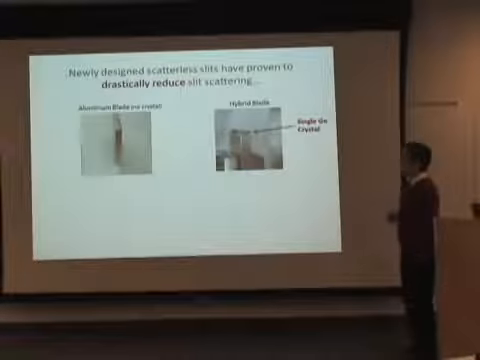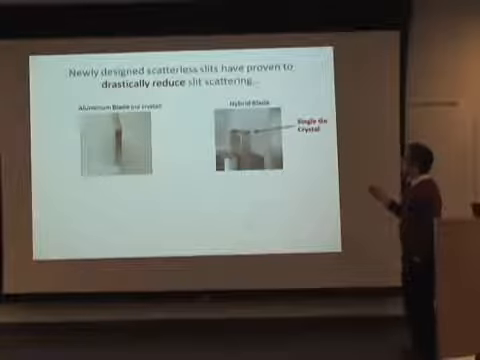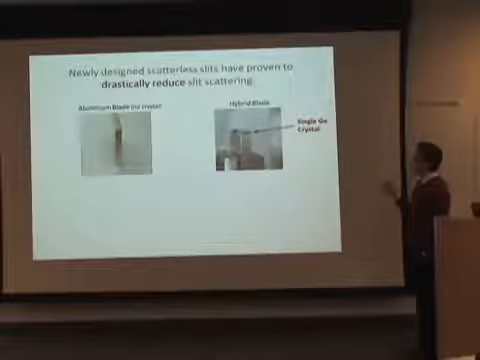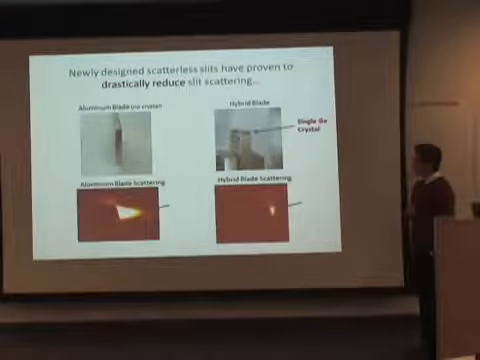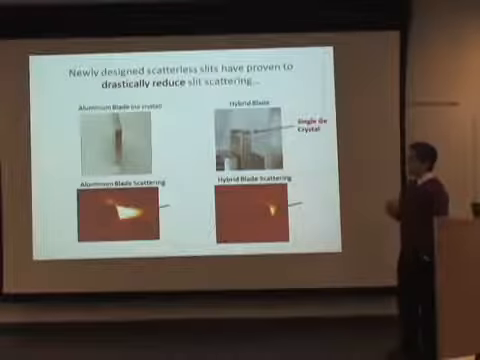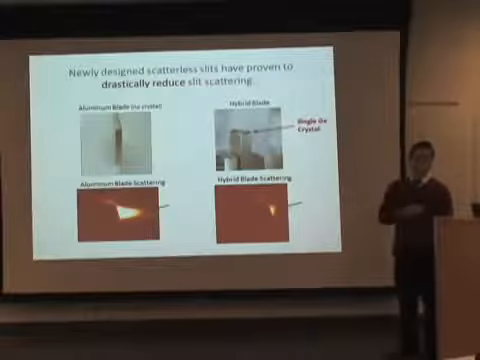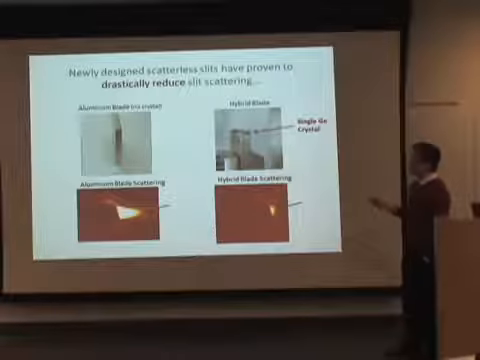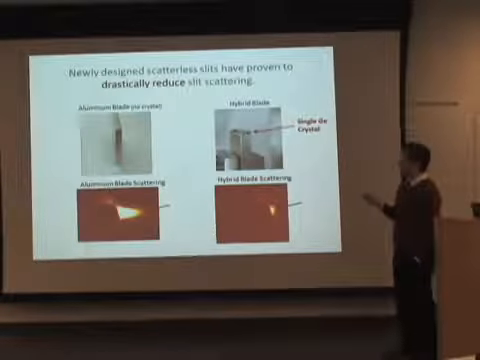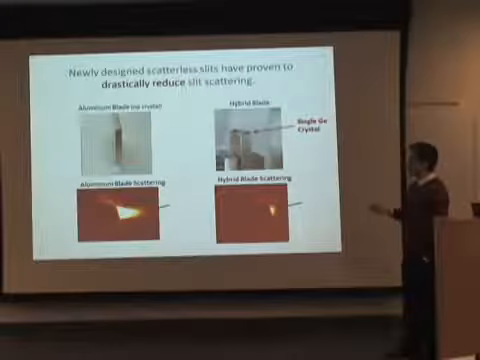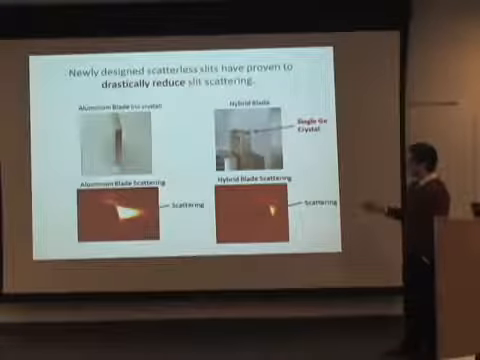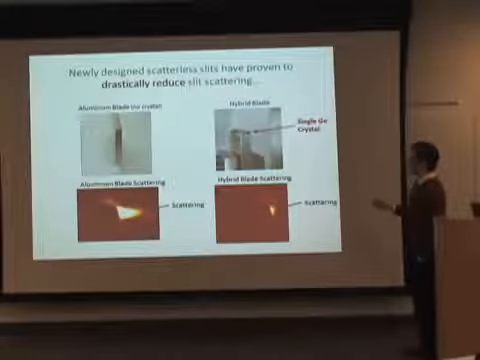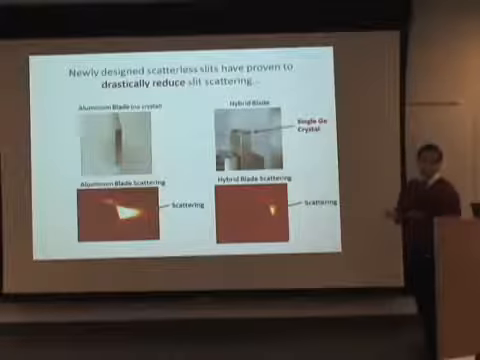So here's a closer look at our two prototypes, the aluminum blade, and this is our hybrid blade with the germanium crystal at the tip. The diffraction patterns that we saw from the SAXS diffractometer showed that the first prototype, the single blade with no single crystal on top, had really bad scattering, and for the hybrid blade, it was extremely reduced, which is good. It's what we want.